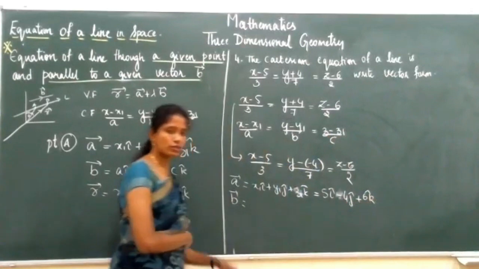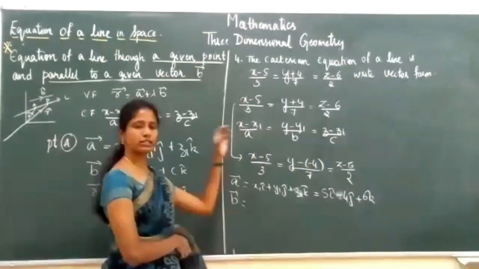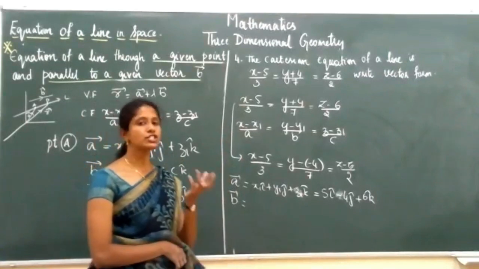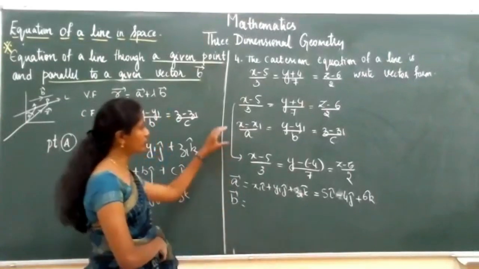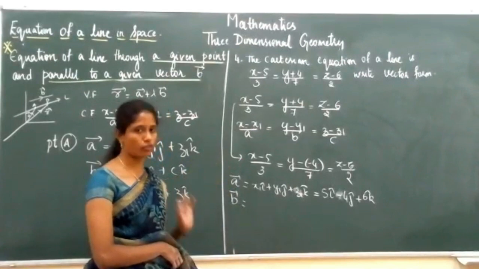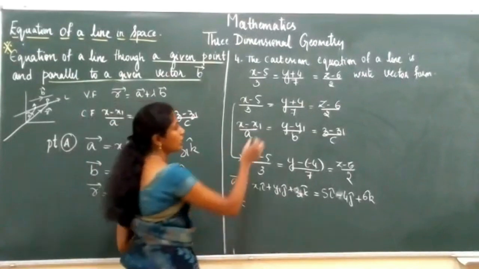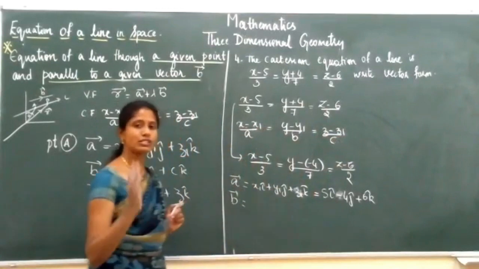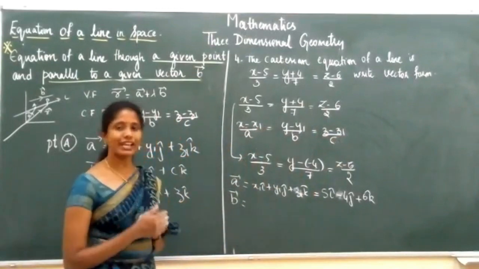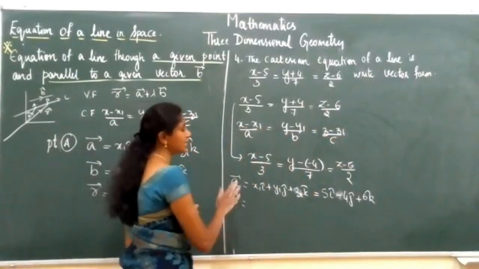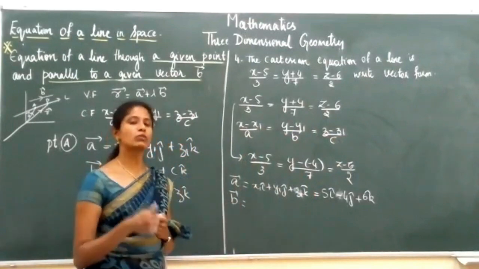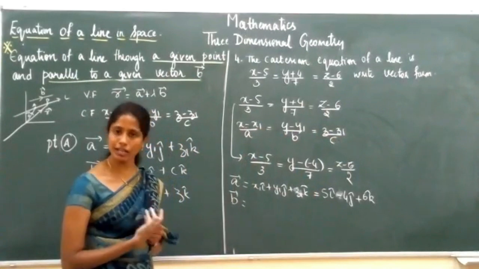I hope you have understood. What we have done is we have considered the Cartesian form which is given. We have reduced it into the general form, that is, we have compared with the general Cartesian form. Once we have compared, we are able to find what are the values of x1, y1, z1. So once we know x1, y1, z1, we can easily write vector A, because vector A is given by x1 i cap plus y1 j cap plus z1 k cap.